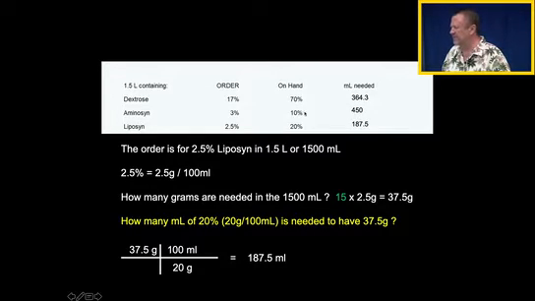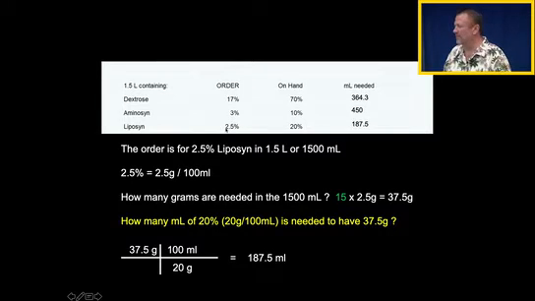So far to mix up this bag, we need 364 milliliters of 70%. We need 450 milliliters of 10% aminosyn, and we need 187.5 milliliters of 20% liposyn to come up with 17% dextrose, 3% aminosyn, and 2.5% liposyn.